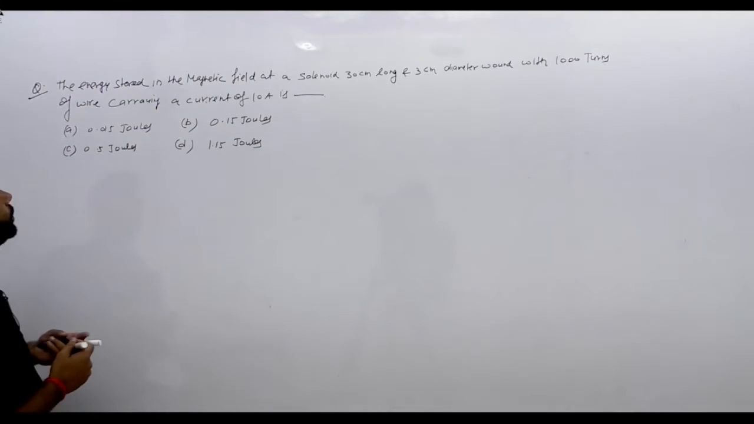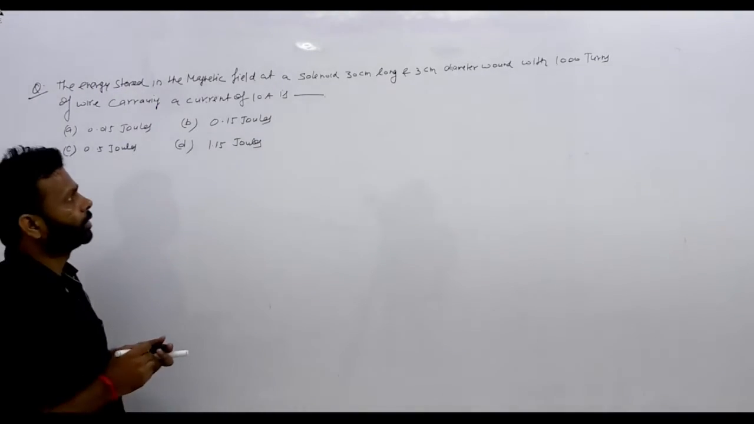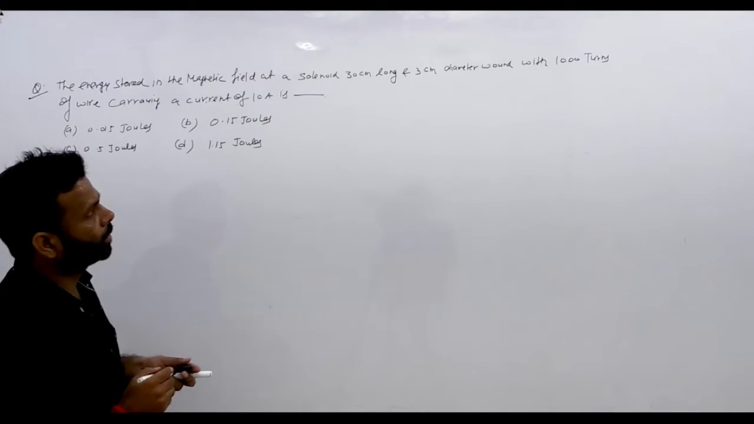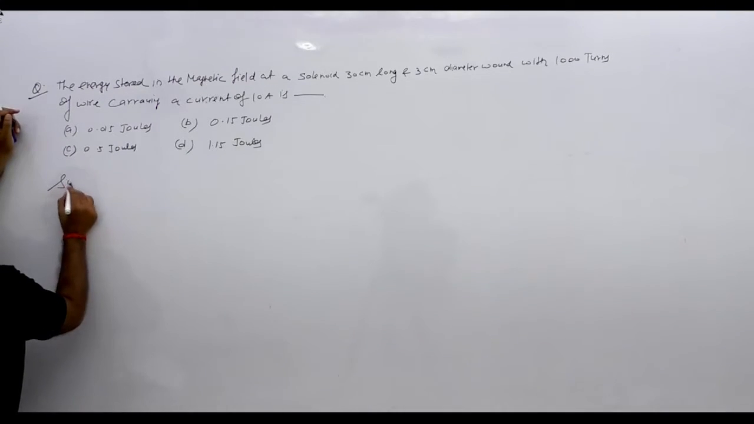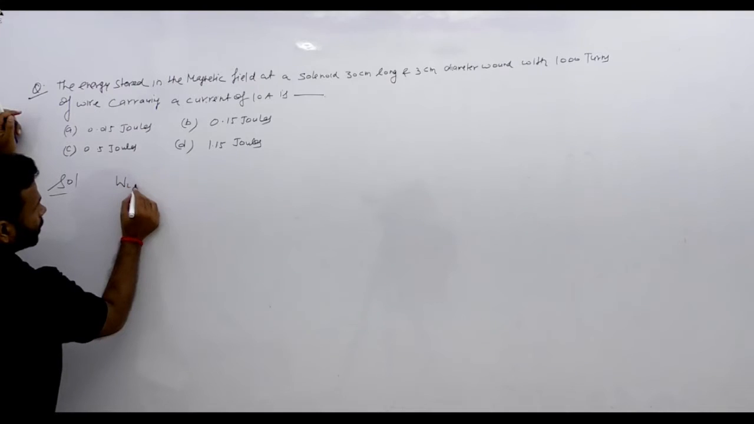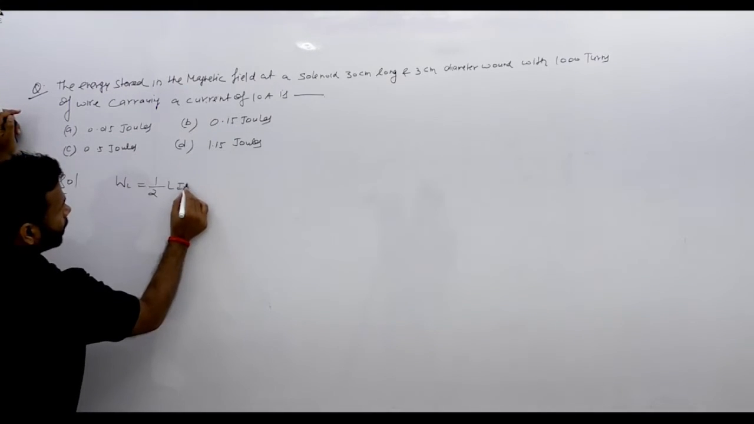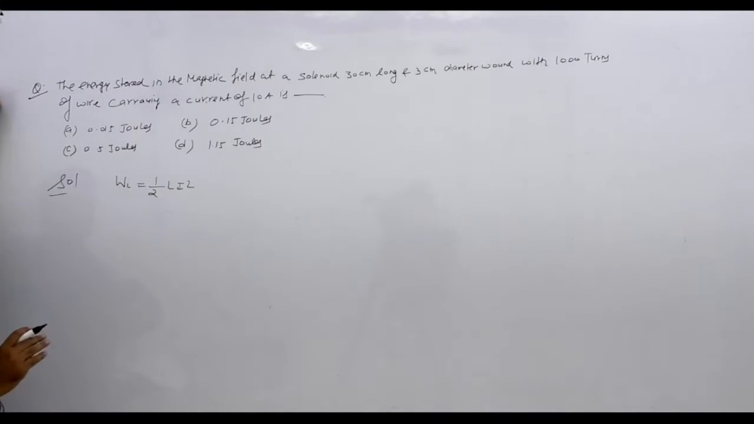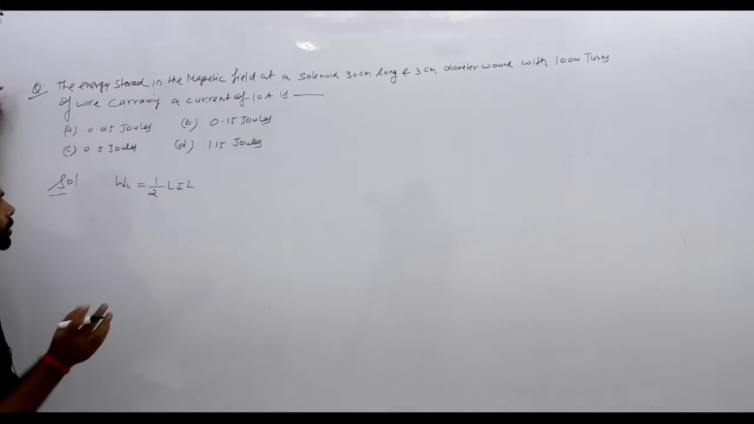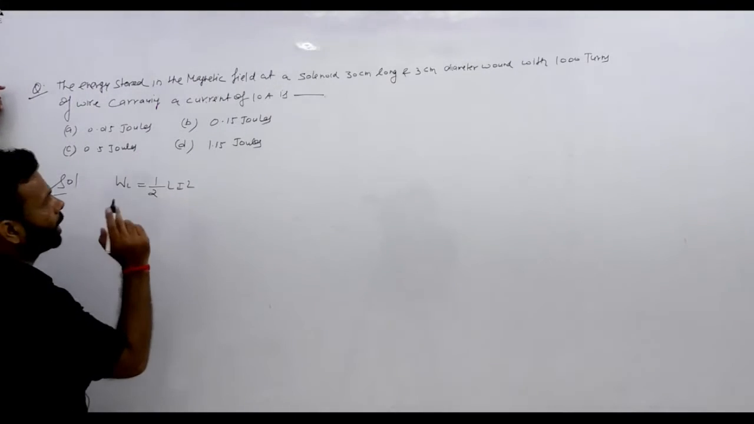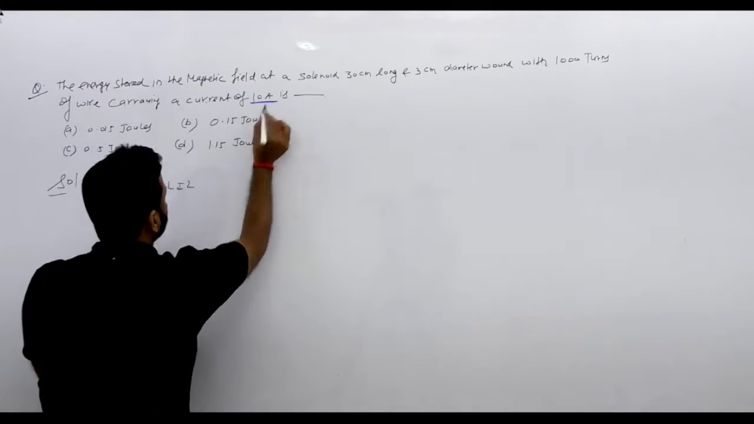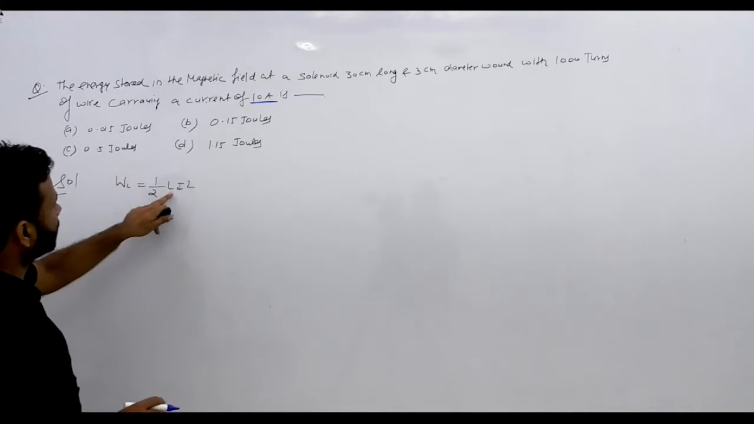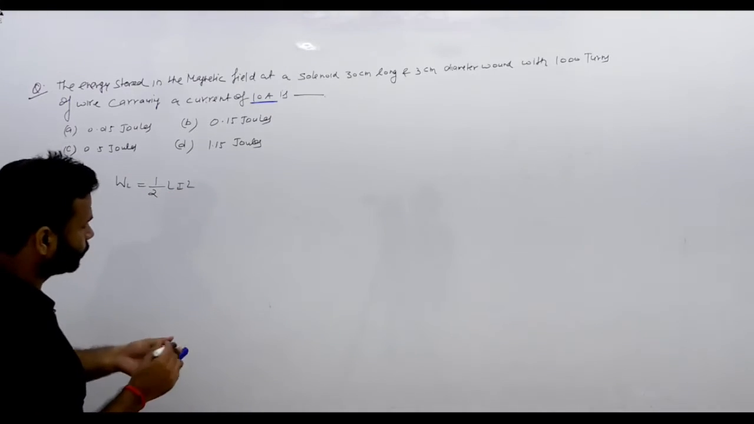So energy stored in the magnetic field of a solenoid of 30 centimeter long and 3 centimeter diameter wound with 1000 turns. Let us first discuss that energy stored in the inductor is half L i square. The inductor stores energy in the form of magnetic field, and that energy stored is half L i square. I is given to you, that is 10 ampere. So the first part is solved. And what is the inductor? For the inductor we have to take the solenoid whose dimensions are given.